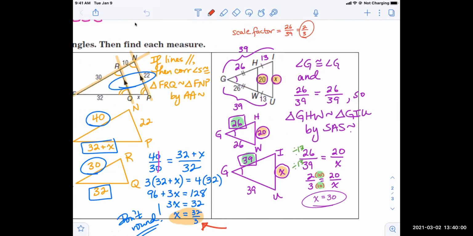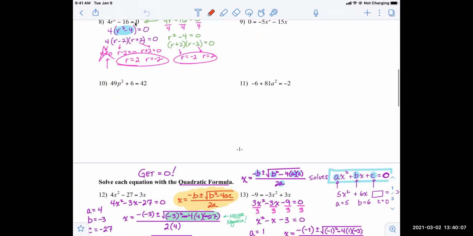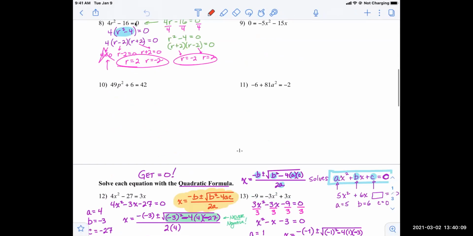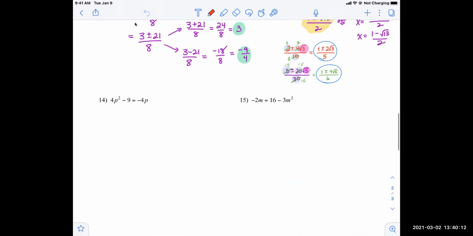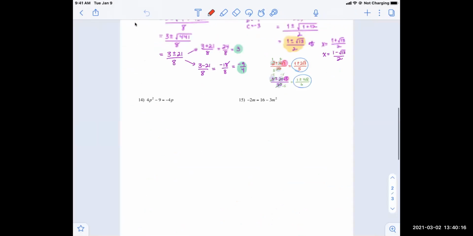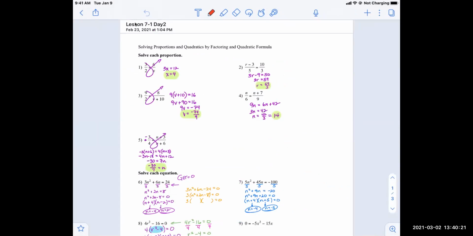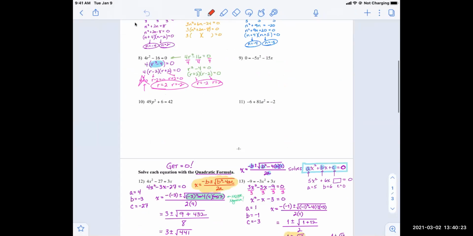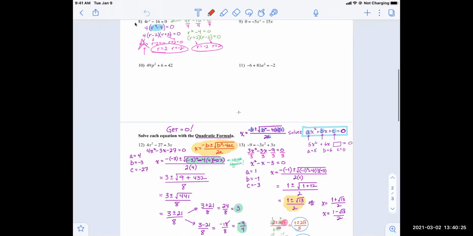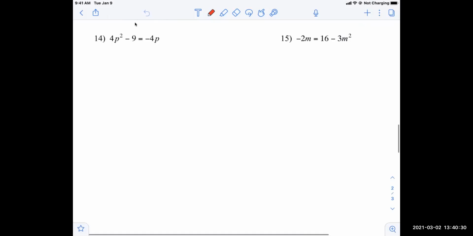All right, let's go back and look at a reminder here about the quadratic formula. Let's do a quadratic formula problem. You guys want to do 14? I went back to 7-1 day 2 on quadratics. It was from like 3 class periods ago, so last week. You want to do 14 or 15? Any preference?